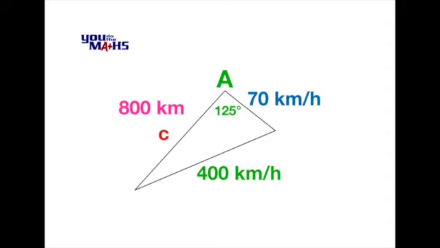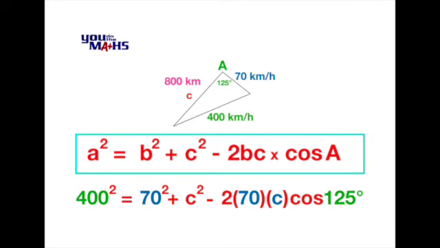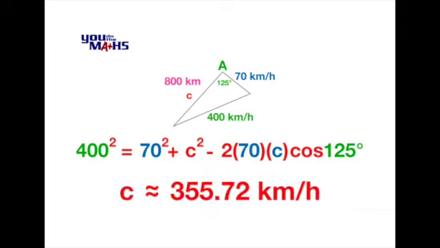So that means we're going to use the cosine rule. The key thing to note for the cosine rule is where's the angle and what's the opposite side. So angle A is 125 degrees and lowercase a is 400 because that's the side opposite. B and C represent the sides that are adjacent to the angle, and we've already identified C as the unknown velocity. So B is 70. And we can substitute those values into the formula. Most calculators that are programmable should be able to solve that quickly. So the value of C that we get is 355.72 and the units are kilometers per hour.